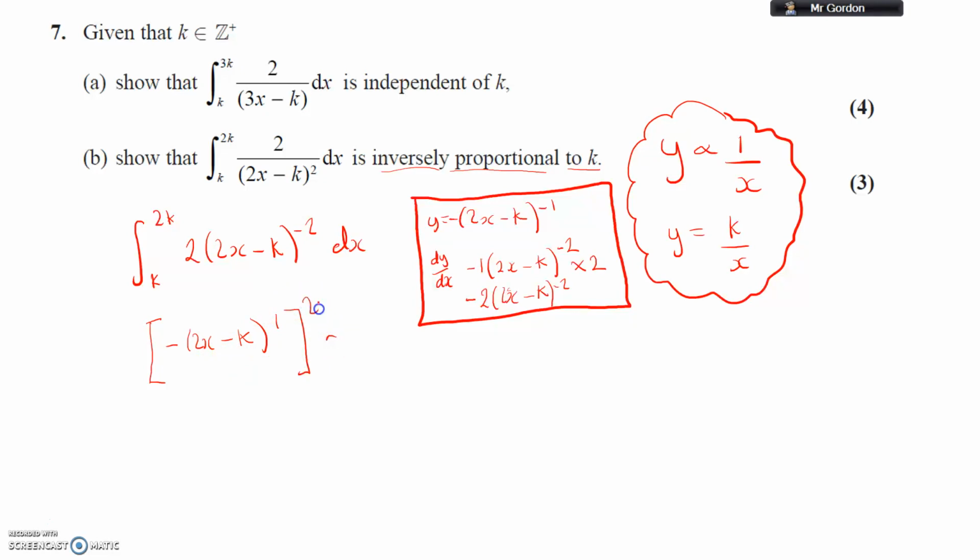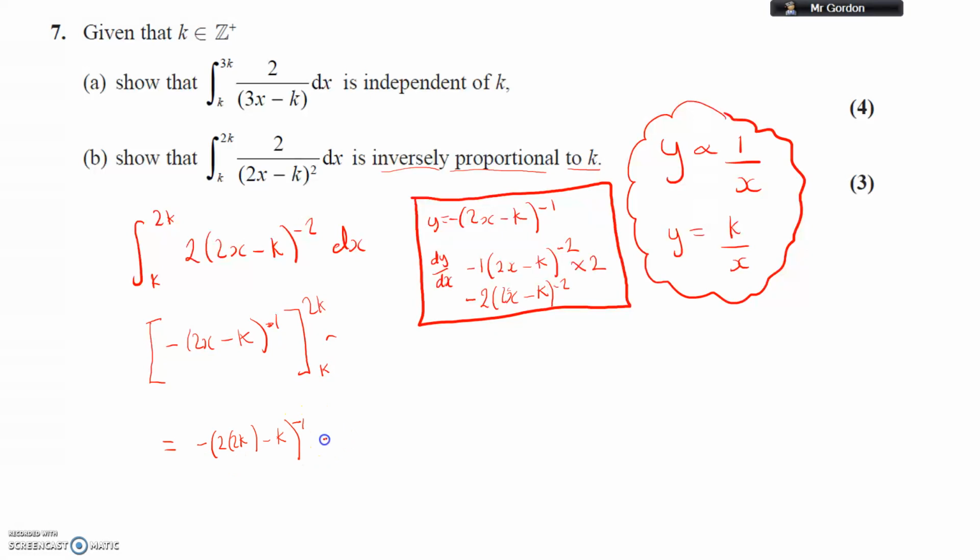Alright, and let's put the limits on, 2k and k. Okay, too many k's, right. Let's put the limits through. So we're just literally going to write minus 2 lots of (2k minus k) all to the power of minus 1. I'm getting very sloppy at the moment. I've just been out for dinner and my brain is not functioning. Overeaten. So that should be -1 there. Sorry, this is looking a bit scruffy here.